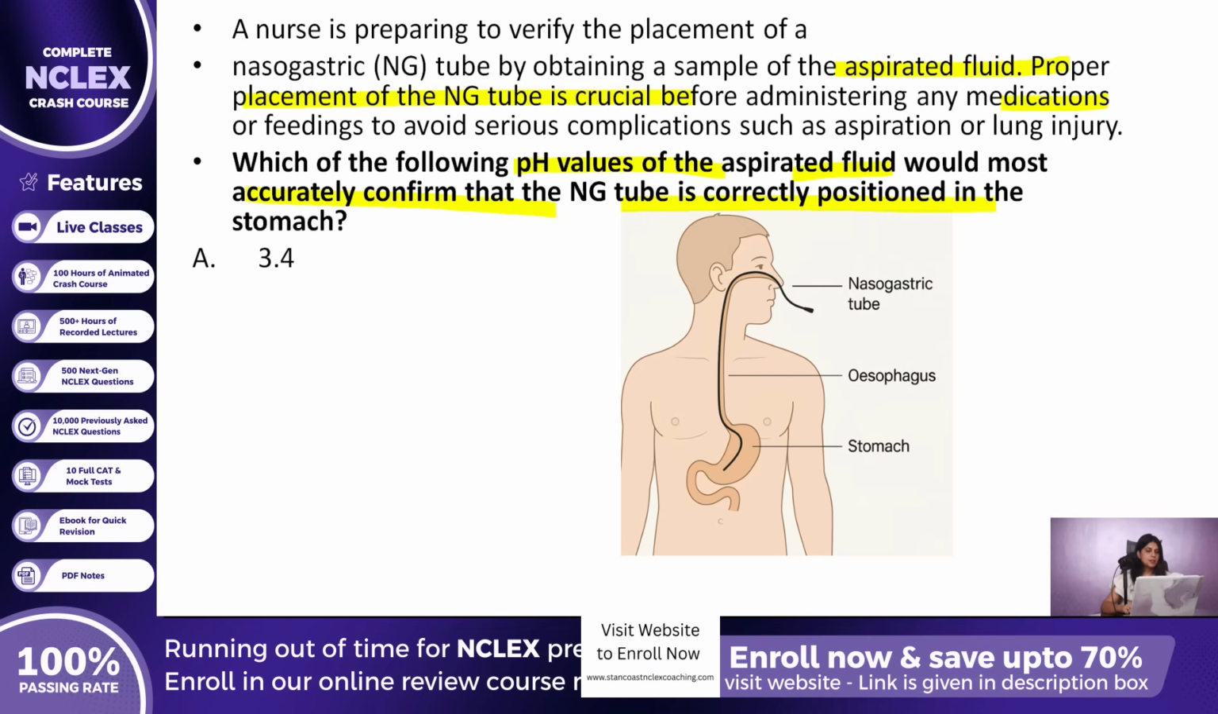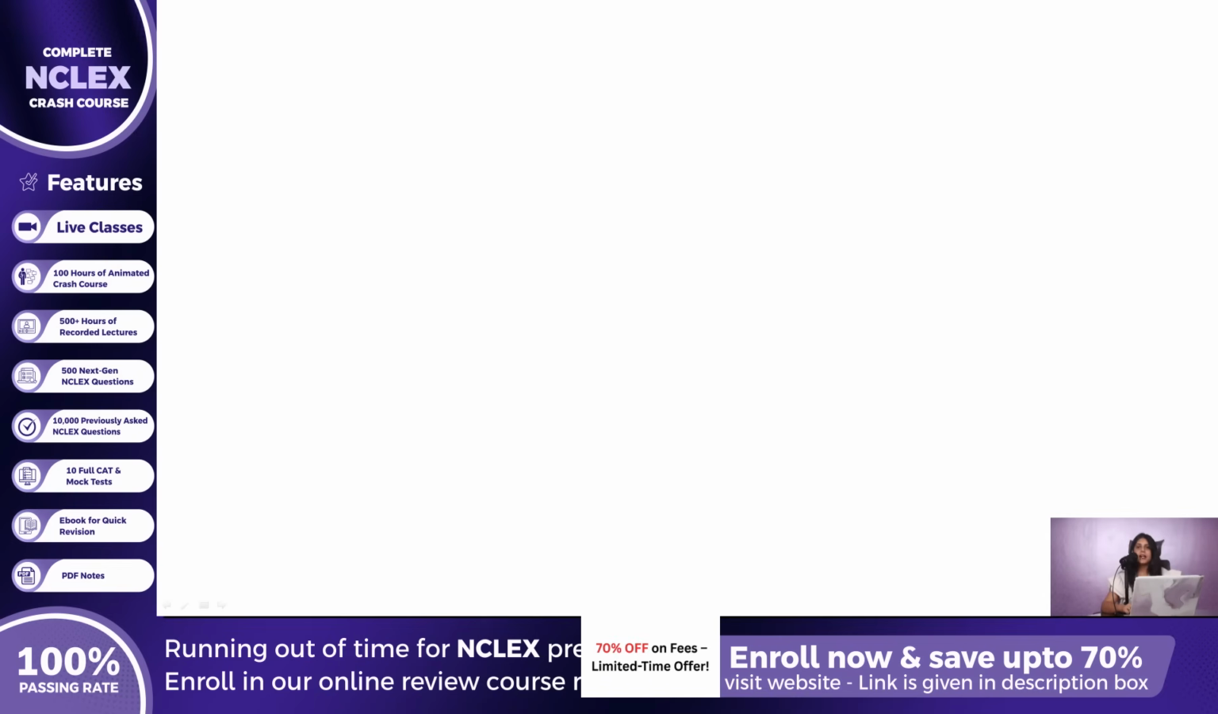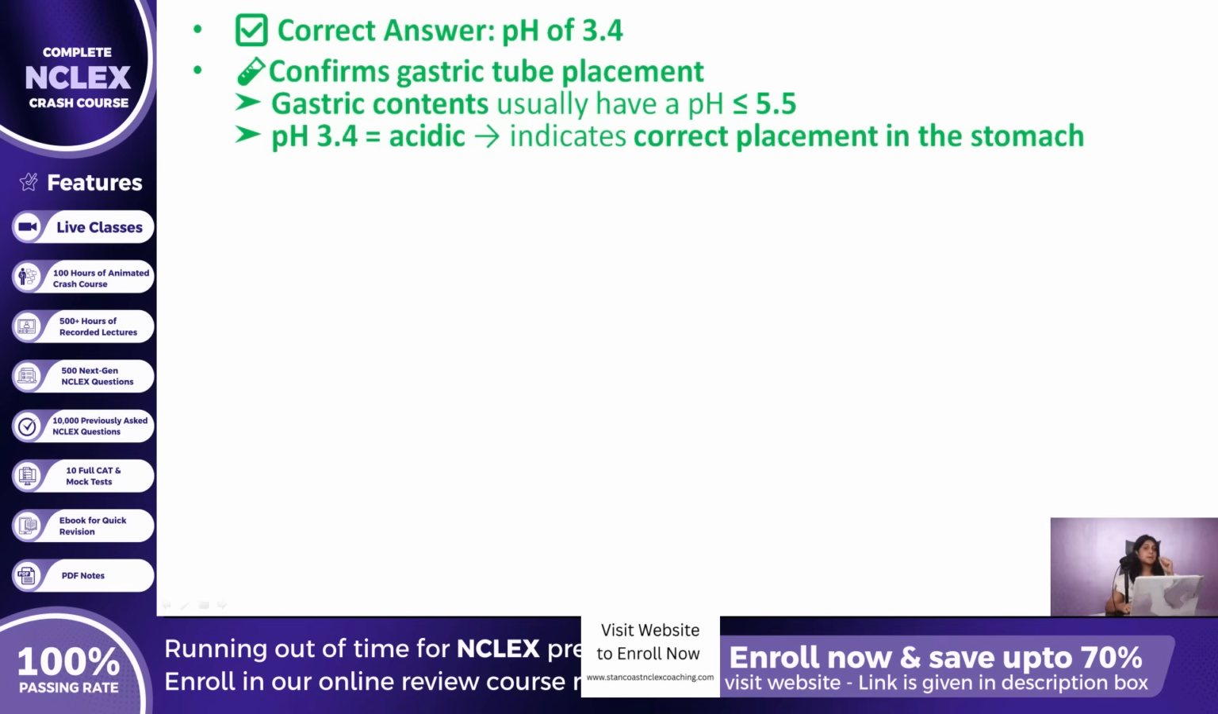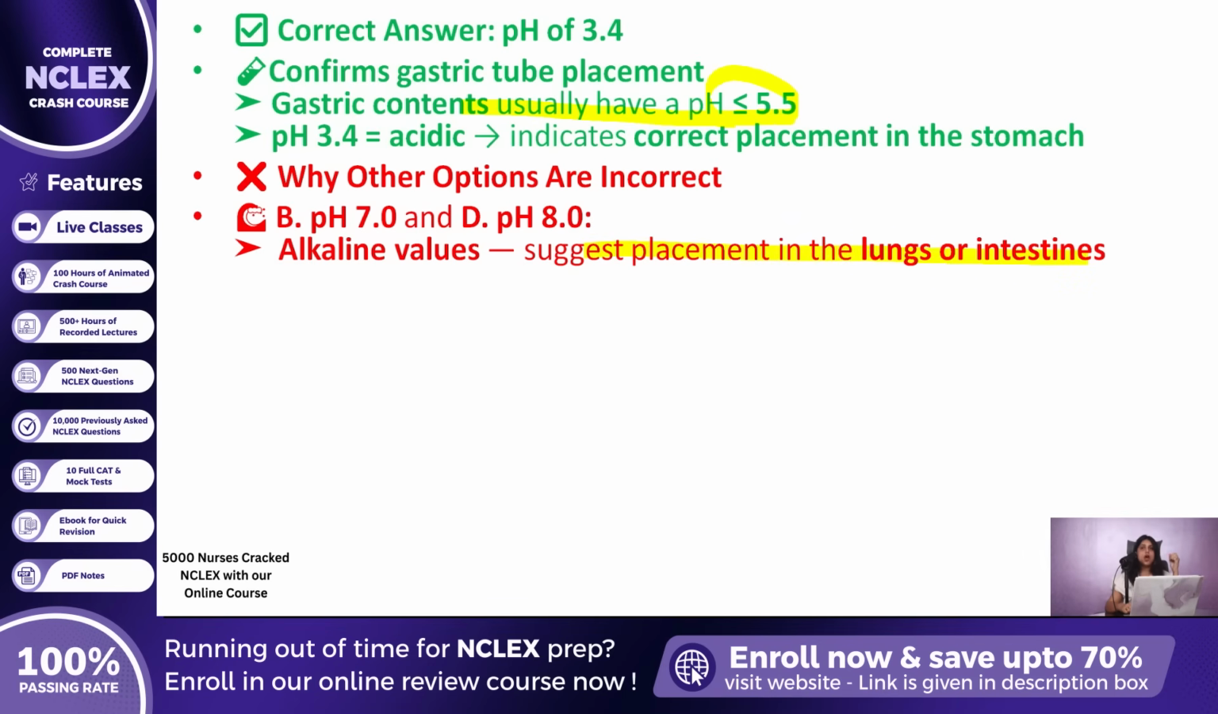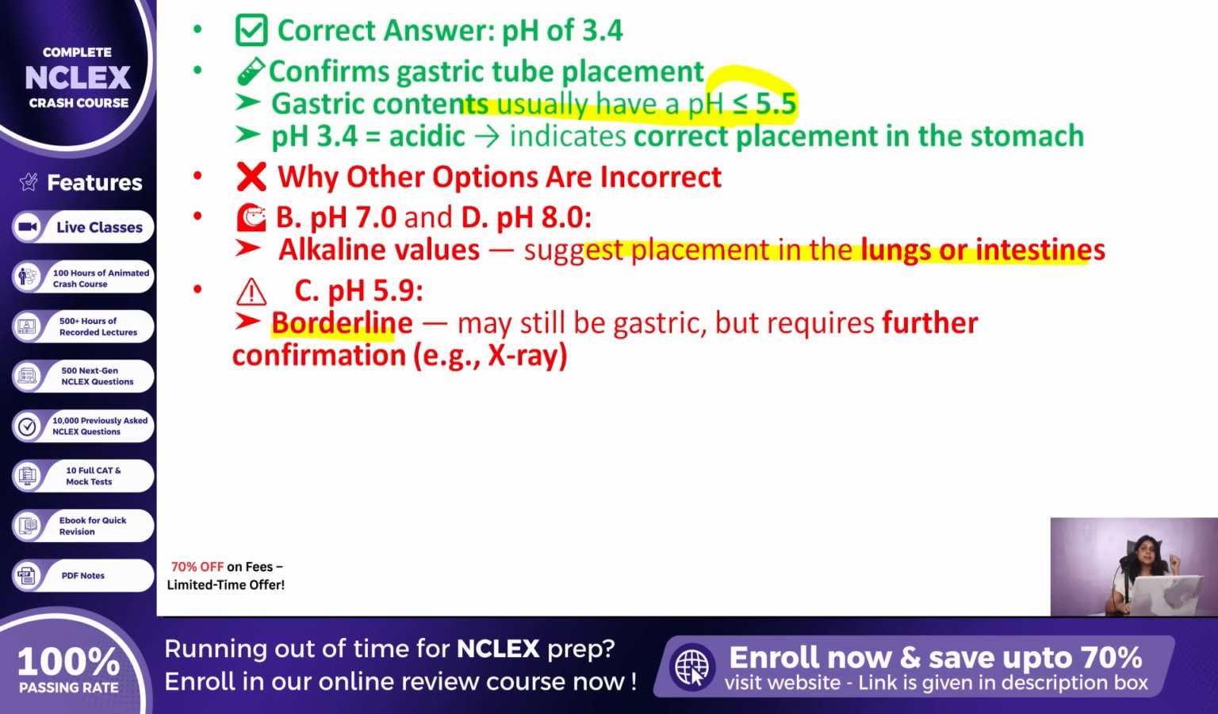The options are: option A, a pH of 3.4, option B, a pH of 7, option C, a pH of 5.9, and option D, a pH of 8. The correct answer is option A, a pH of 3.4, as it confirms gastric placement since gastric contents typically have a pH of 5.5 or lower. Option B and option D, with pH values of 7 and 8, are alkaline and suggest possible placement in the lungs or intestines. Option C, a pH of 5.9, is borderline and requires further confirmation, such as a chest X-ray. When pH is above 5.5 or uncertain, always verify placement before proceeding.